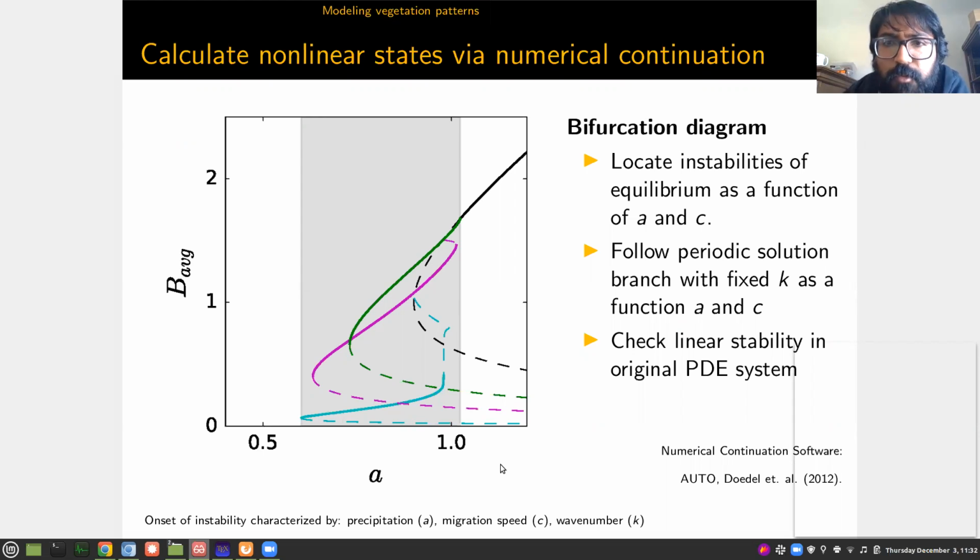So the thing is, when we're doing this continuation, we're thinking about things as a function of wave number, migration speed, and precipitation.